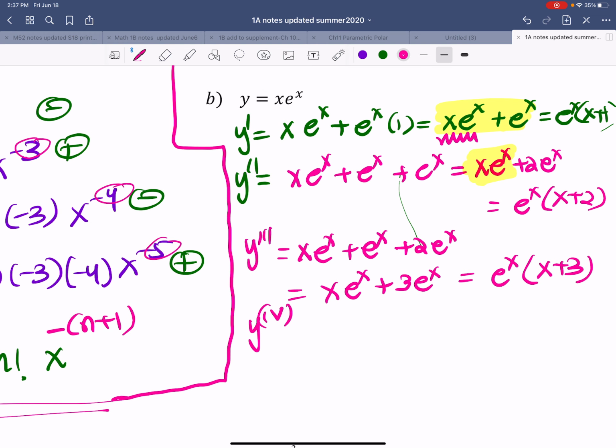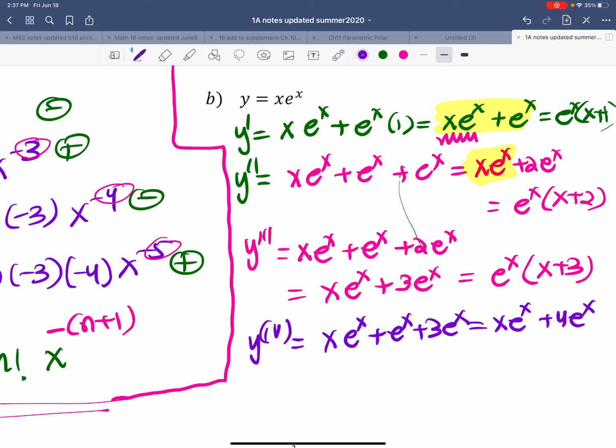Now one more, we'll do the fourth derivative. I'm going to give myself a little more room here. I don't want them to be too close. Fourth derivative. So for the fourth derivative, we would have x e to the power x plus e to the power x plus 3e to the power x, which is x e to the power x plus 4e to the power x, e to the power x times x plus 4. And this one is not too complicated to find the pattern here.